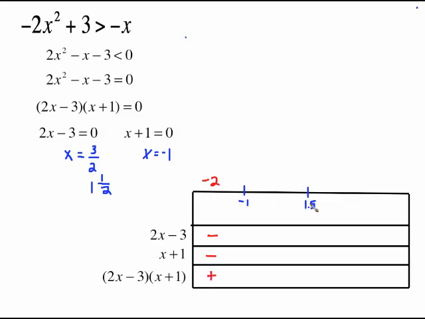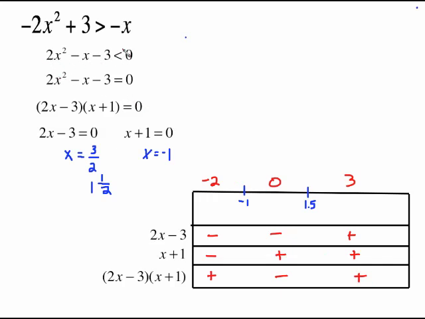Pick something between negative 1 and 1.5. I like to pick 0 because that arithmetic's so easy. 2 times 0 is 0. Minus 3 is negative 3. 0 plus 1 is a positive 1. The product of a negative times a positive is a negative. Something to the right of 1.5, like maybe 3. 2 times 3 is 6. Minus 3 is a positive 3. 3 plus 1 is a positive 4. A positive times a positive is a positive.